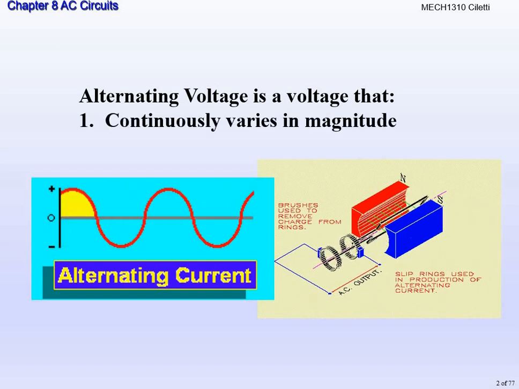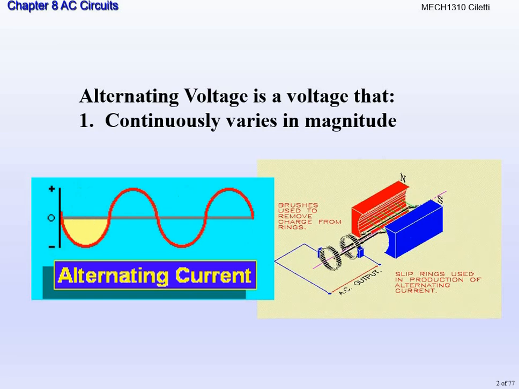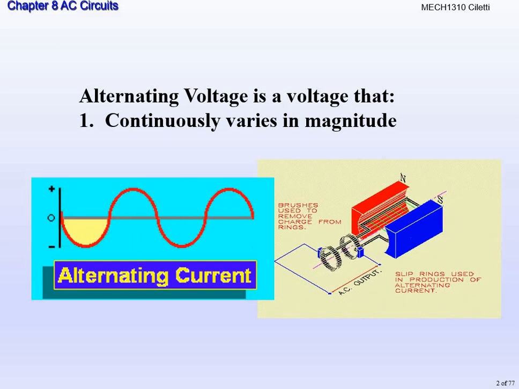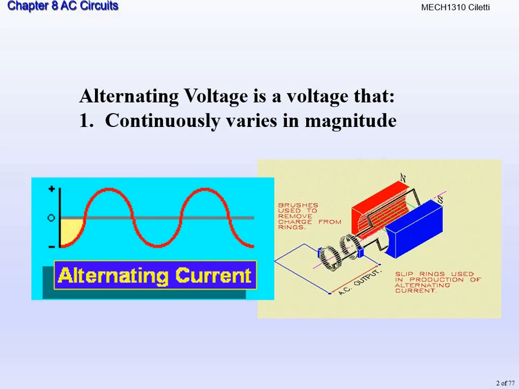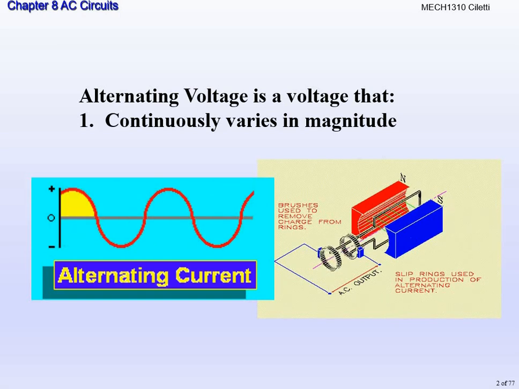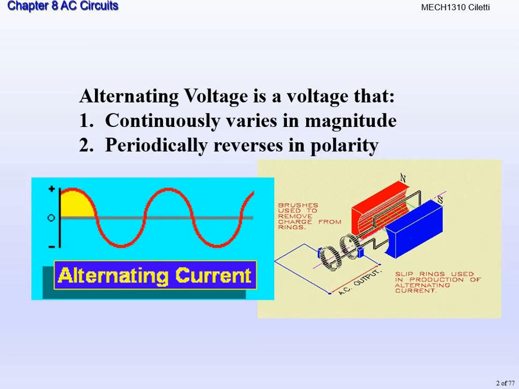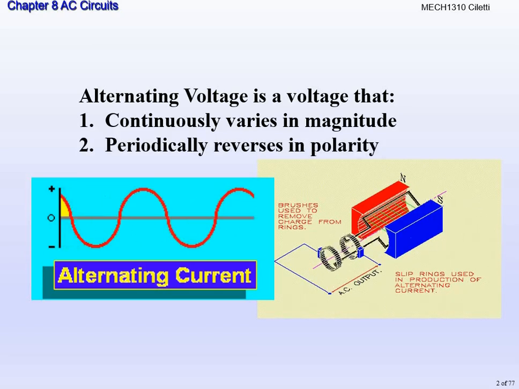So it continuously varies in magnitude. What are we talking about with magnitude? We have a top part of the wave and a bottom part of the wave, and it's oscillating between negative and positive. We're going to get more in depth into that, but that's really what we're talking about. The magnitude generally is either the voltage or the current. It just depends on what we're talking about, and it periodically reverses polarity.